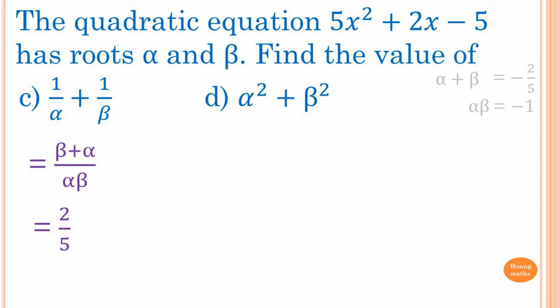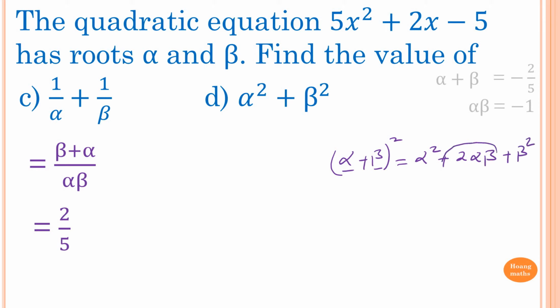Now, next part, alpha square plus beta square. So you know that alpha plus beta all squared, a perfect square, if I expand this out, gives me alpha square. Alpha times beta is alpha beta, and I double it, so 2 alpha beta, that's how you expand it out. And then plus beta square, of course.